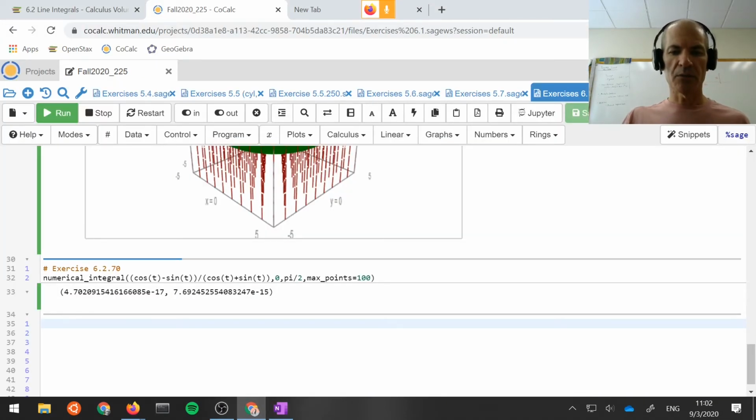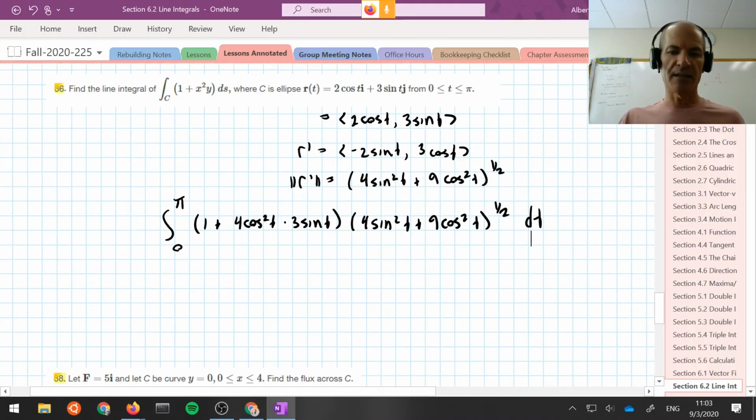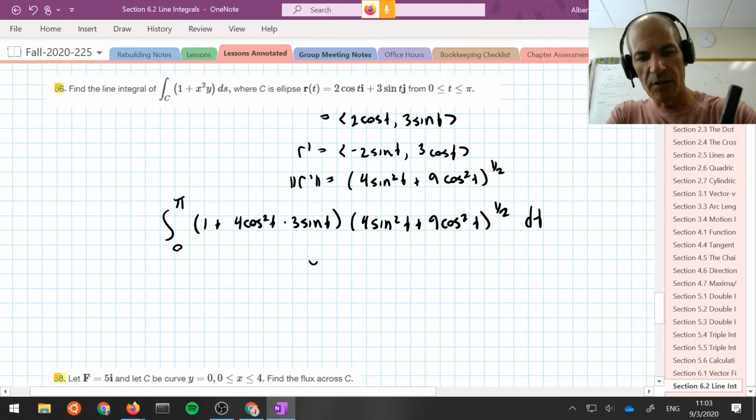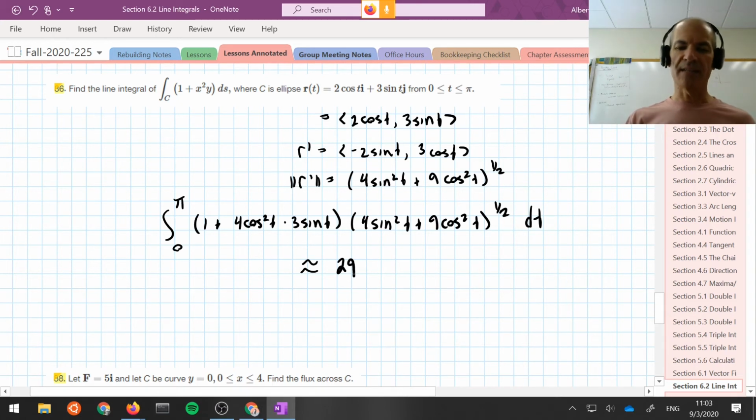The numerical integral formula is here. Type that thing in there. Max points equals 100 is usually fine. And having done so already in my notes, this is about 29. And the error is, again, tiny. It's like on the order of 10 to the minus 13. So for all intents and purposes, it's 29.